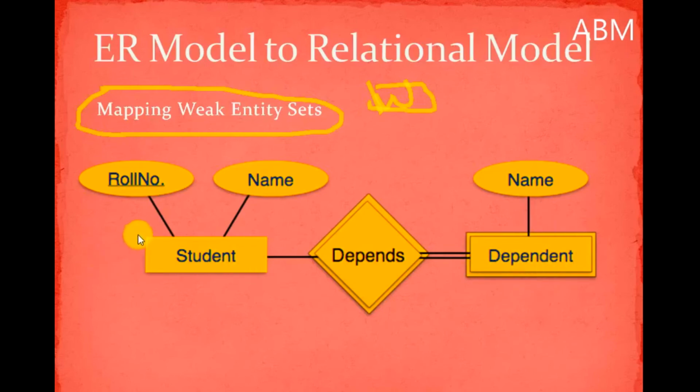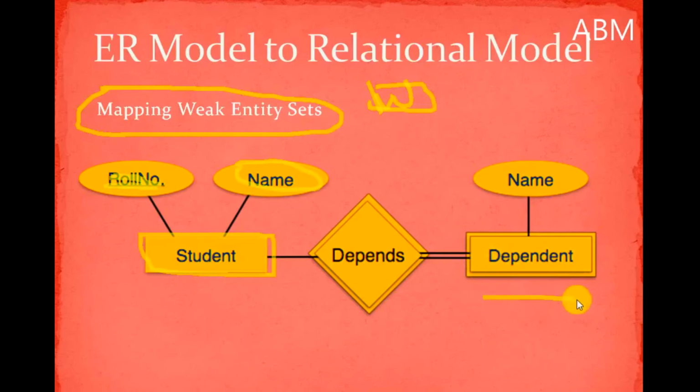Here you can see this is the student, and the student has a roll number. The roll number is its key. We can use the student roll number to determine its name and its other attributes. So student is not a weak entity, but in this position you can see that this is the dependent.